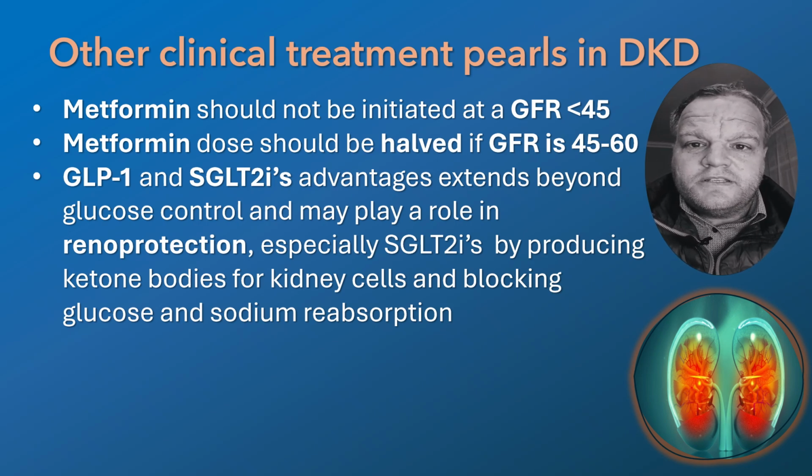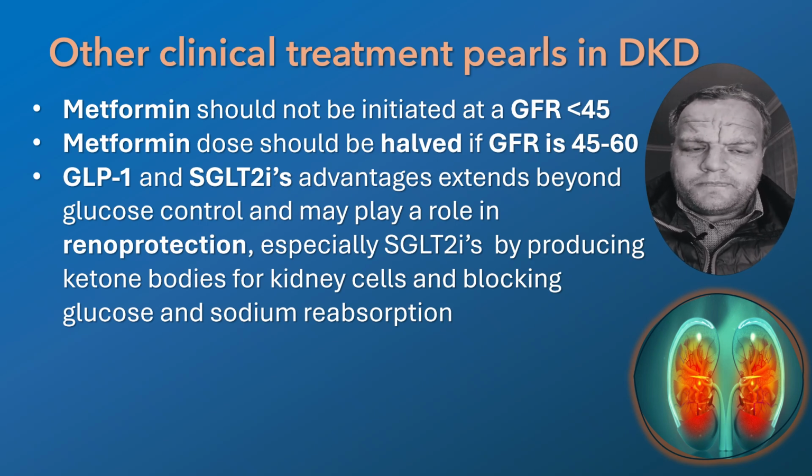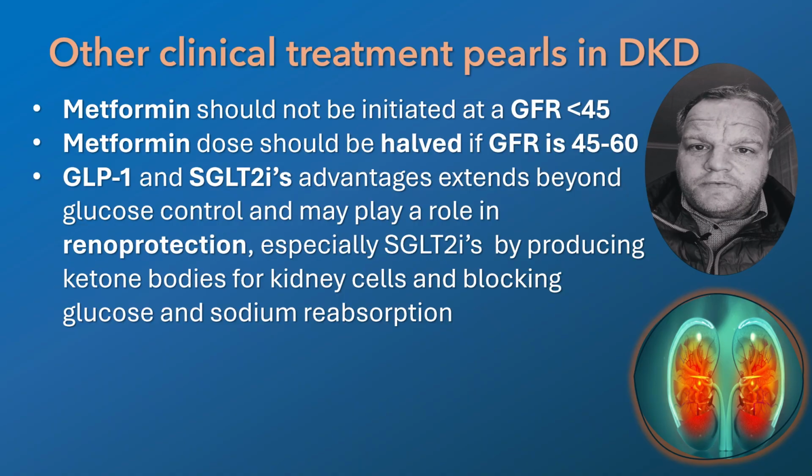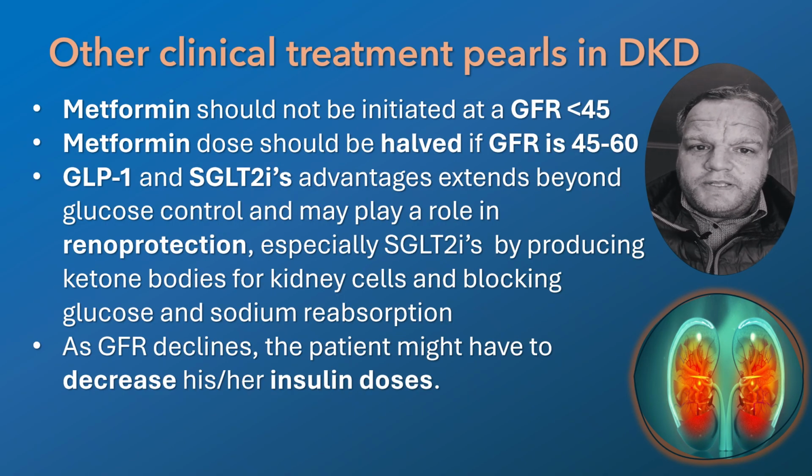Other agents such as GLP-1 receptor antagonists, as well as SGLT2 inhibitors, might play a role in kidney disease beyond that of just glucose control. SGLT2 inhibitors reduce the intraglomerular pressure by inhibiting glucose and sodium reabsorption. They may also enhance renal energy availability by increasing the availability of ketone bodies for renal metabolism.